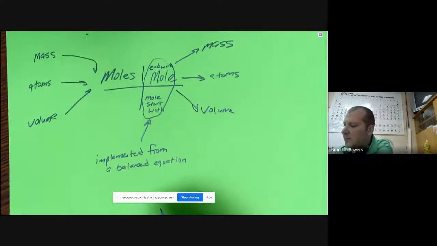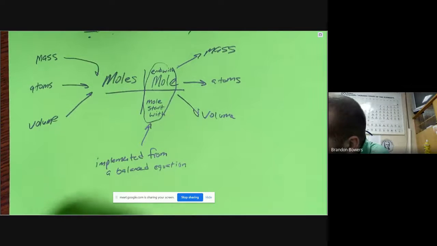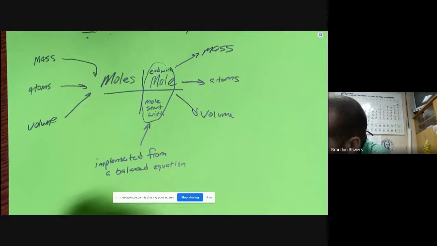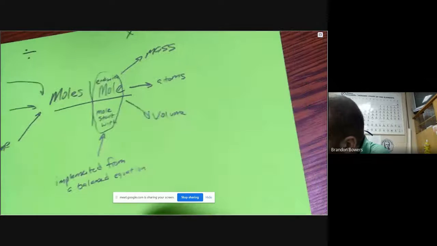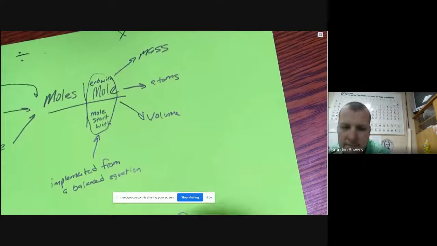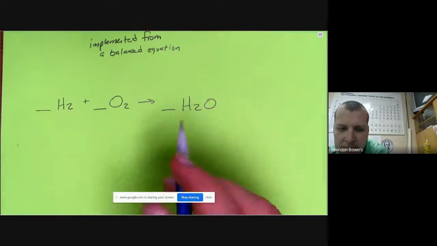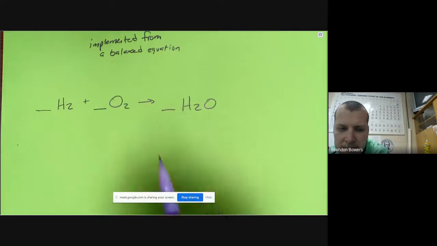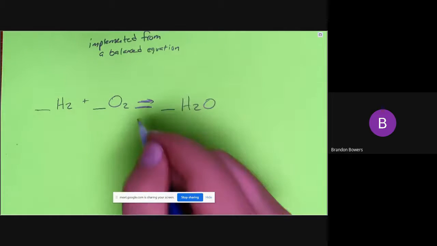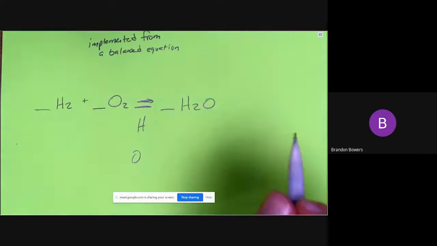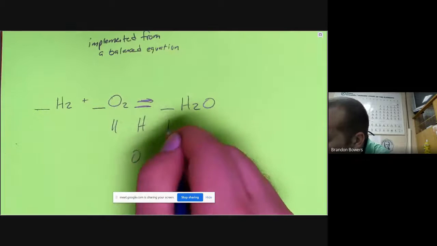So for example, let's say I have blank H2 plus blank O2 creates blank water. So let's say I have this problem right here, and I have to balance it. Remember, my arrow is kind of like an equal sign. So I got to see how many hydrogens and how many oxygens I have on both sides. Hydrogen, I have 2 on that side.